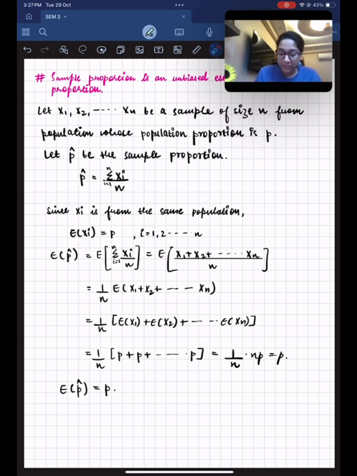Using the same properties, we'll take 1 by n out, and then we will split these terms into expectations of individual terms. And since we have seen here that expectation of xi is equal to p, we'll put those values. It will be repeated n times, so we can say 1 by n into np, n will be cancelled by the other n, and we'll be left with p, and we can say that expectation of p cap is equal to p. Thus the sample proportion is an unbiased estimator for the population proportion.